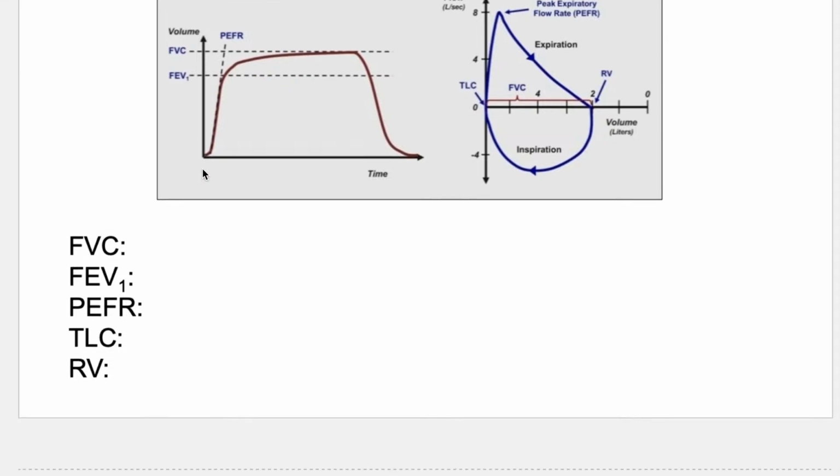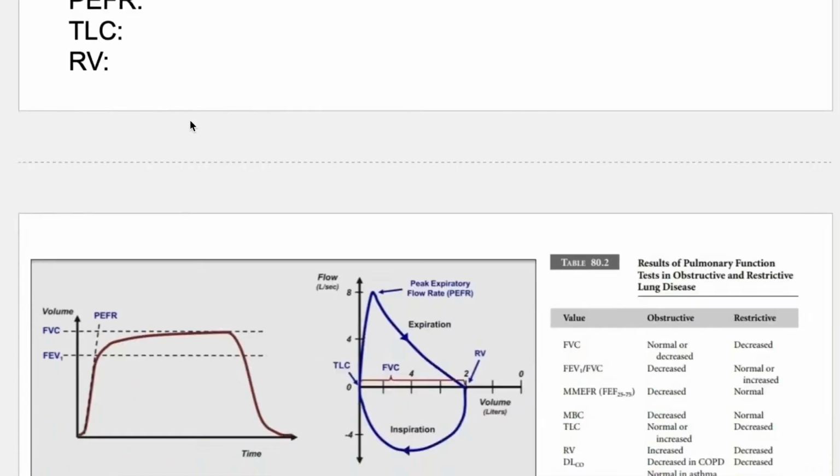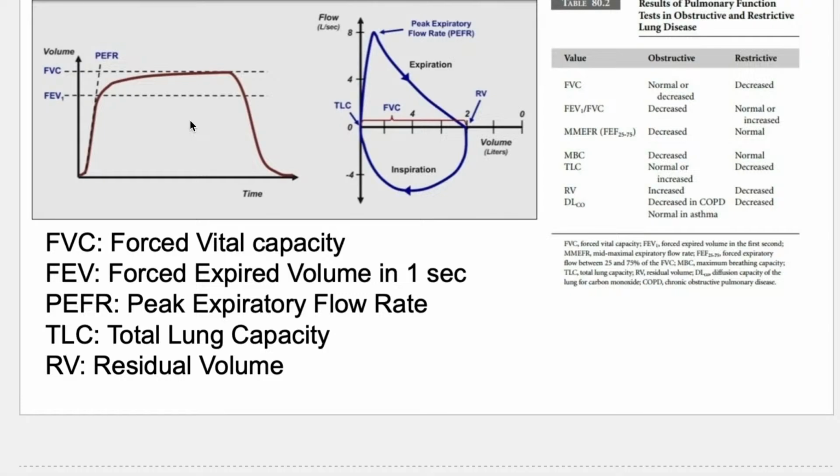So the FVC, I don't know what that is. Let's go to the next one. Forced vital capacity. So that is how much you can exhale. Forced expired volume in 1 second. Peak expiratory flow rate. Total lung capacity.